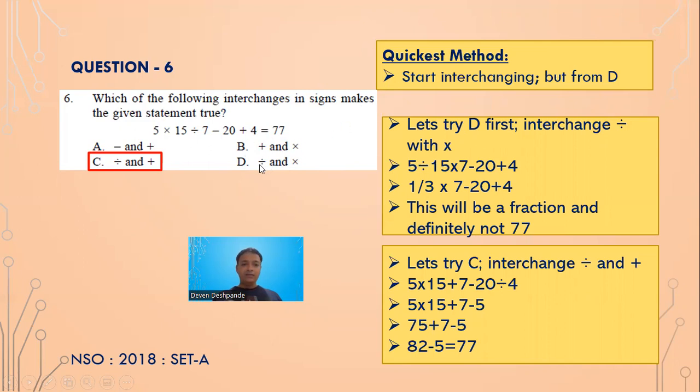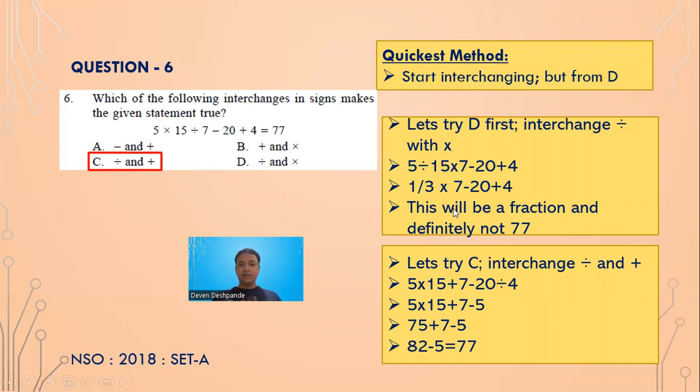Interchange divide and multiplication. So it will be 5 divided by 15. Multiplication is replaced by division. 5 divided by 15 multiplied by 7 minus 20 plus 4. 5 divided by 15 is 1 by 3, into 7 minus 20 plus 4. Now this whole thing will be a fraction. It definitely won't be 77. So option D is not the correct option.